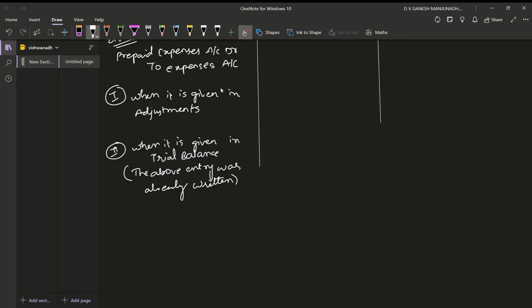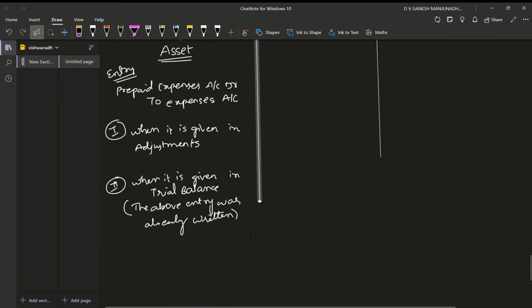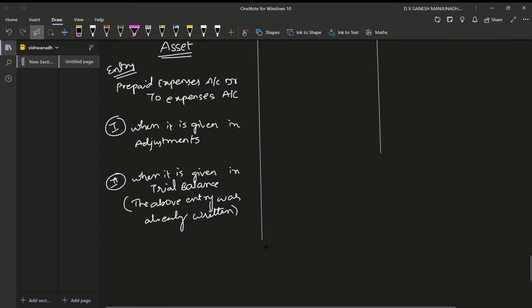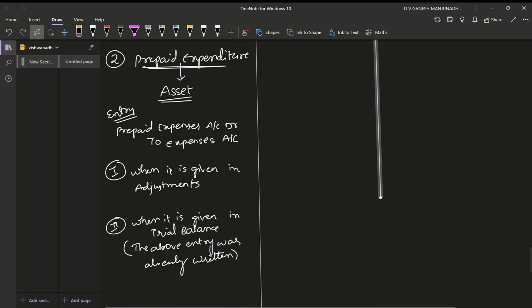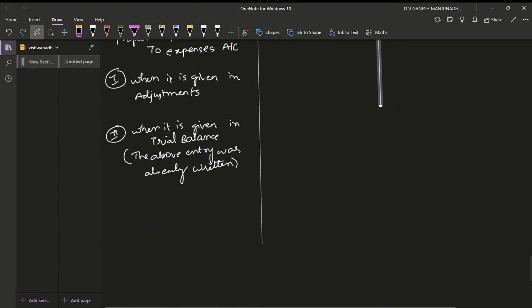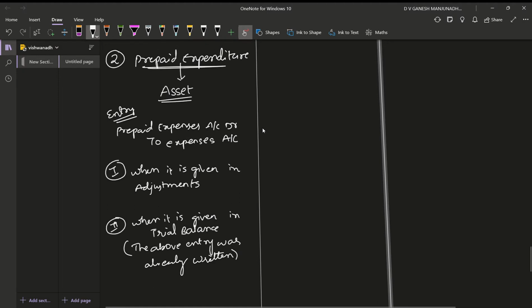Okay, then when it is given in adjustments, what we need to do? When it is not given in adjustments, that means when it is given in trial balance, what we need to follow? See, as I have already said, if any outstanding is there, we have to add. If any advance or prepaid is there, we have to less. When it is given in adjustments, it is to be subtracted.